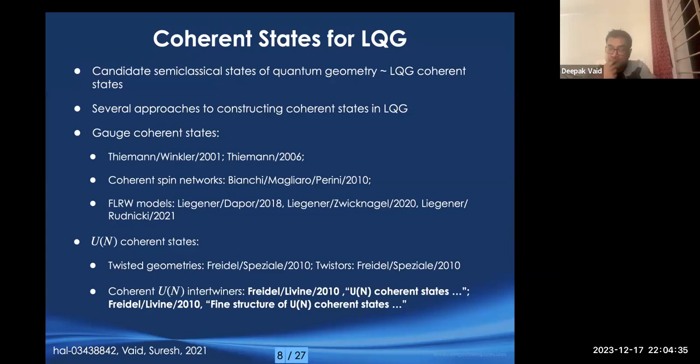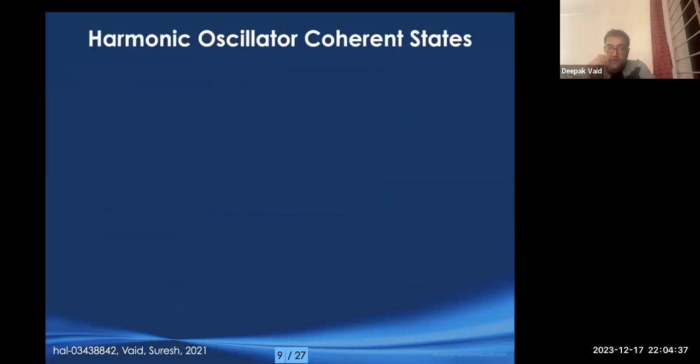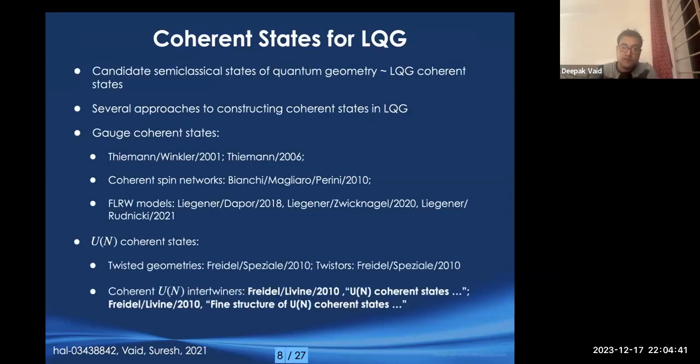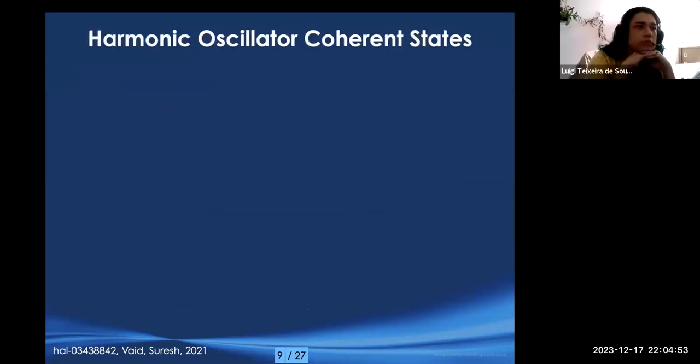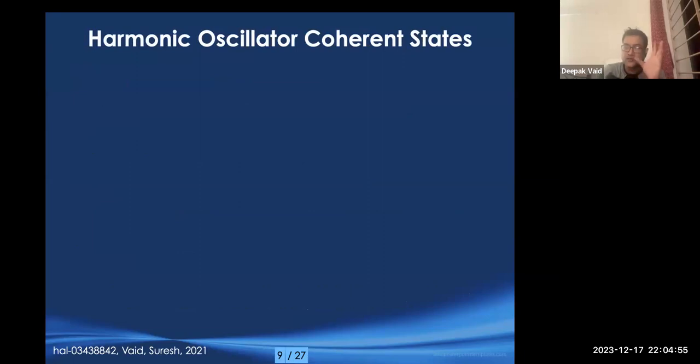So Friedel and Levine showed that these UN coherent states, so they constructed these UN coherent states based on the twisted geometry construction studied by Friedel and Speziale. Okay. So now let's just do a very quick crash course on harmonic oscillator coherent states.